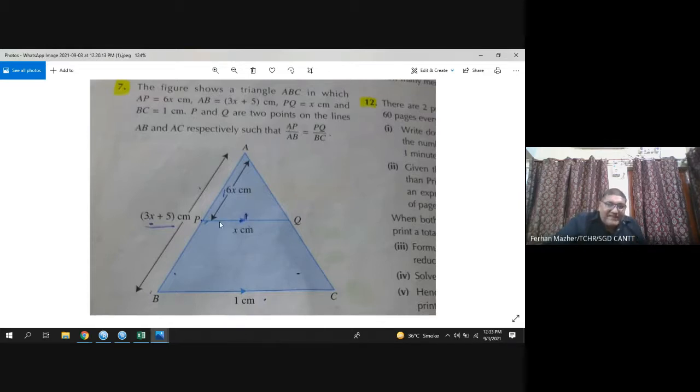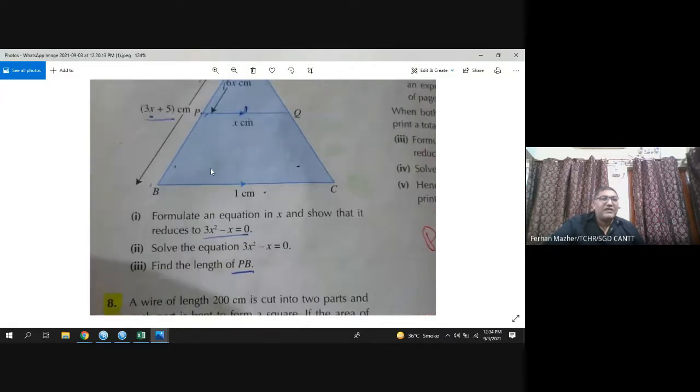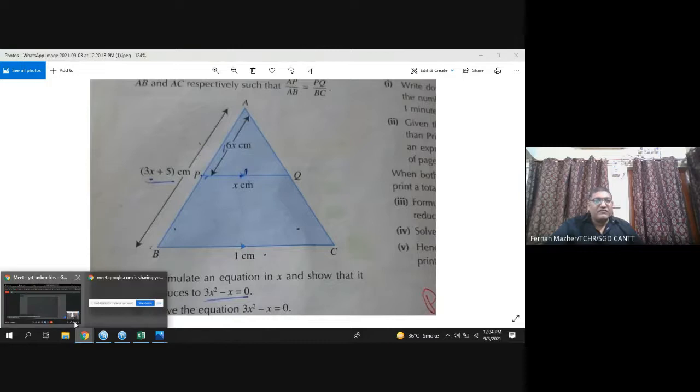You have to put the values. The AP is 6x, AB is 3x plus 5, PQ is x, the BC value is 1. You just put these values here, formulate an equation in x and show that it reduces to 3x square minus x equals 0. The next part is to solve the equation. And then he says find the length of PB. The PB is only this portion. Okay, so let me show you the solution.